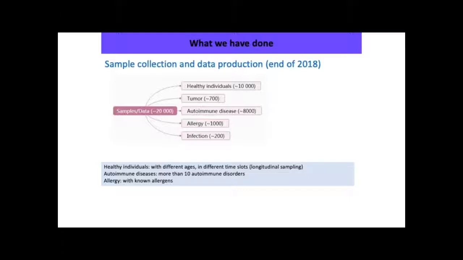And the majority part of this cohort is currently autoimmune disease. There are more than 10 different autoimmune disorders connected, and for each of them, there are several hundred, almost 1,000 samples. We also have some samples in tumor with cancer, some allergy samples with different known allergens, and also some infection samples, although the number is not quite large.